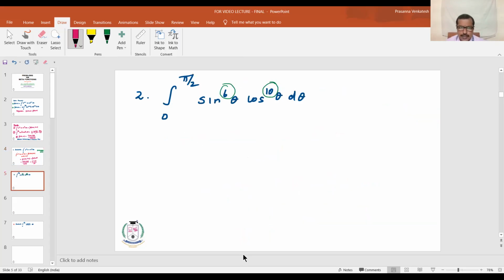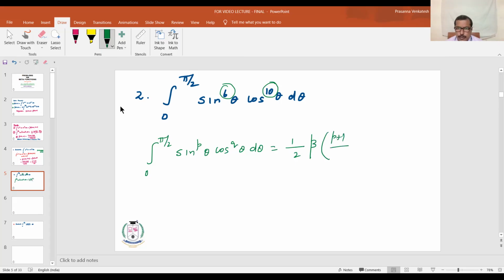Now let us proceed for another problem. Integral 0 to pi by 2 sine power 6 theta cos power 10 theta d theta. Now what is the result we can apply here? Integral 0 to pi by 2 sine power p theta cos power q theta d theta. This is 1 by 2 beta of (p plus 1) by 2 comma (q plus 1) by 2. This is derivable from the second form of beta function, which is 2 times integral 0 to pi by 2 sine power 2m minus 1 theta cos power 2n minus 1 theta d theta.